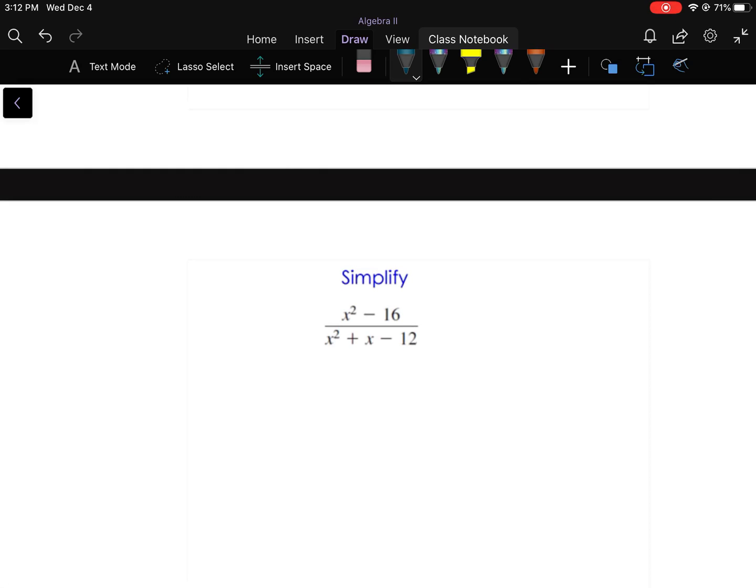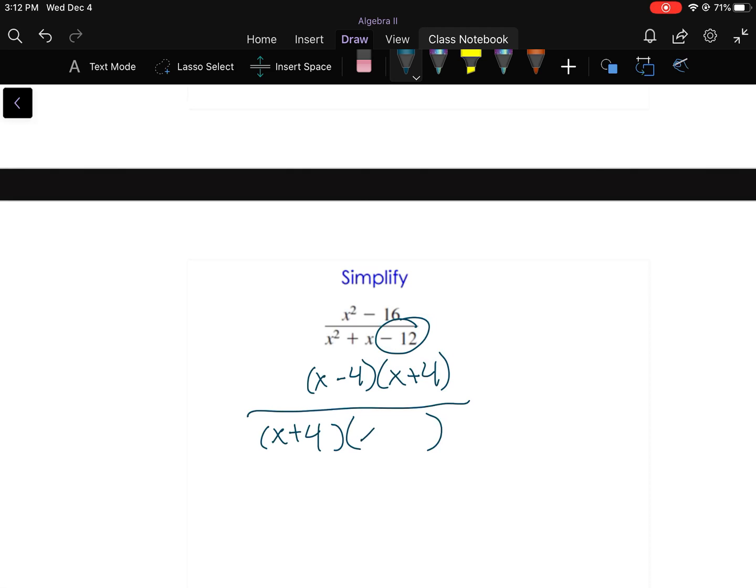Okay, again, I'm going to factor the numerator. So, difference of two squares, x minus 4, x plus 4. Now, because my numerator was that factoring, I'm going to try on the bottom to get that to factor out to be the exact same thing. So factors of negative 12 that add up to be 3, x plus 4 and x minus 3. There we go. The x plus 4's cancel out, and we're left with x minus 4 over x minus 3.